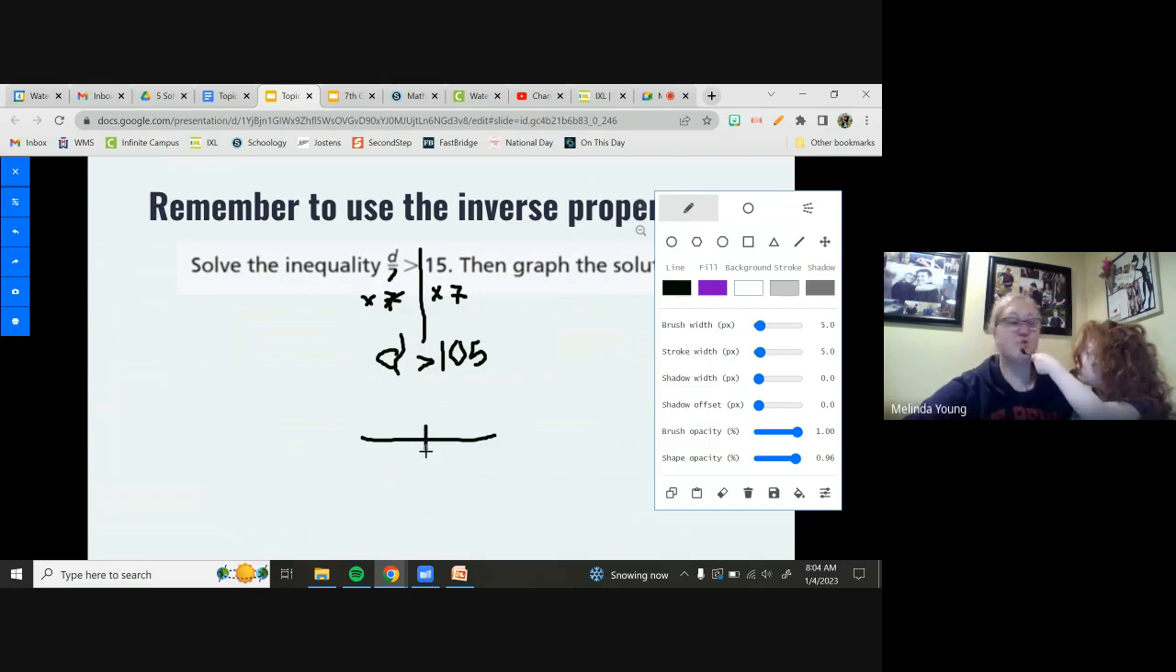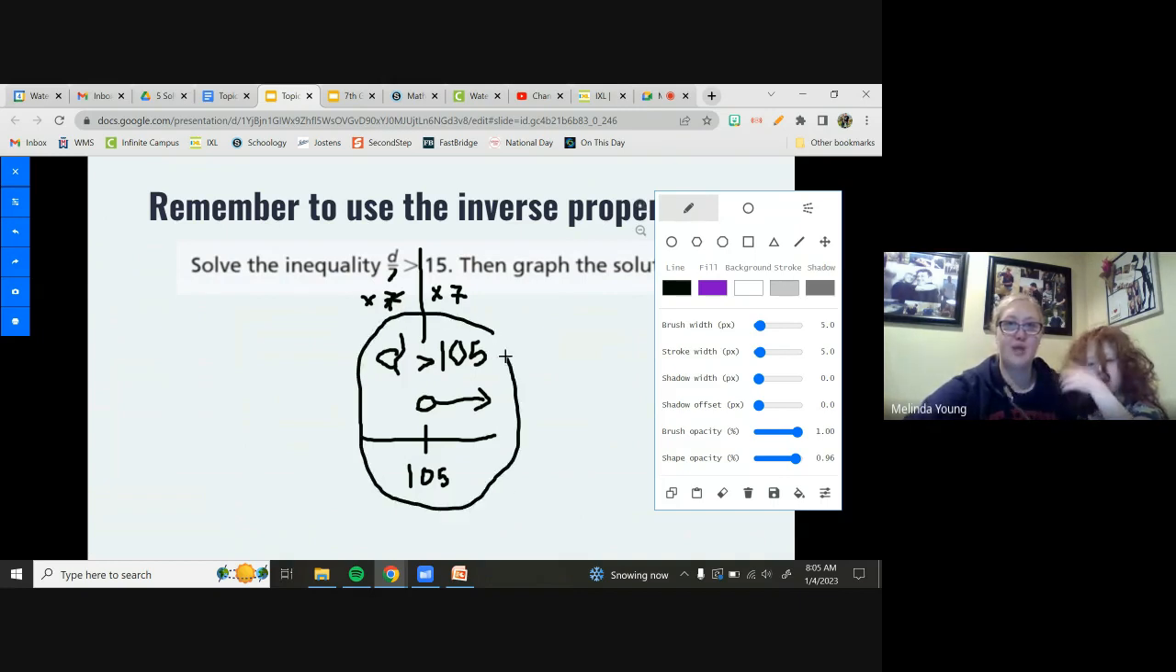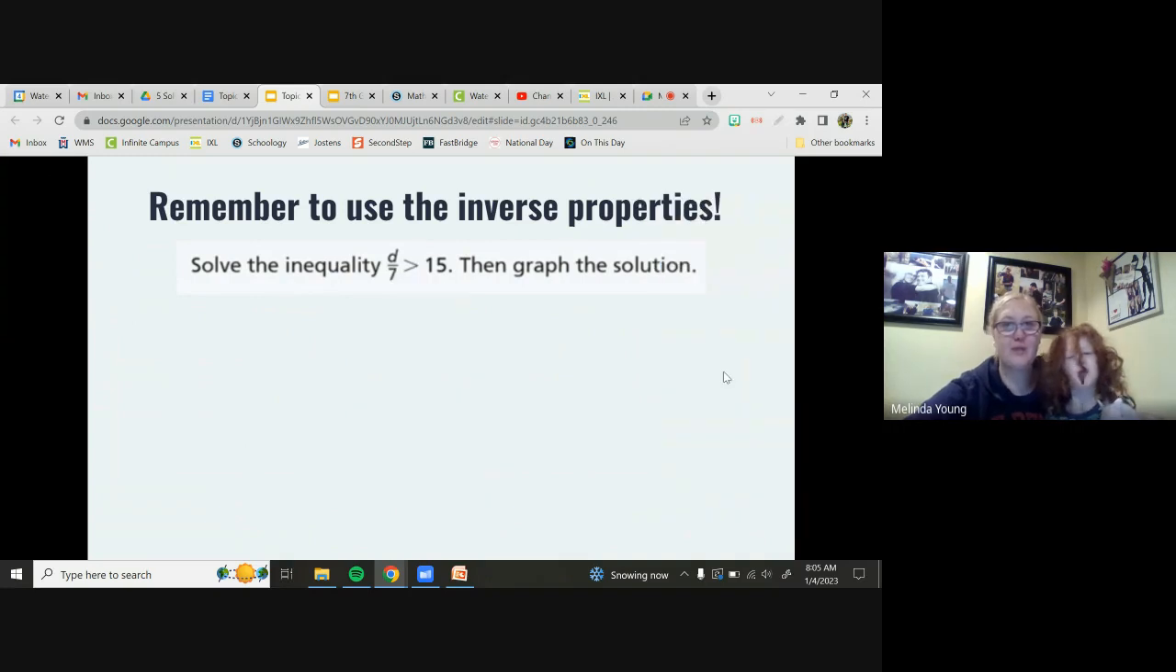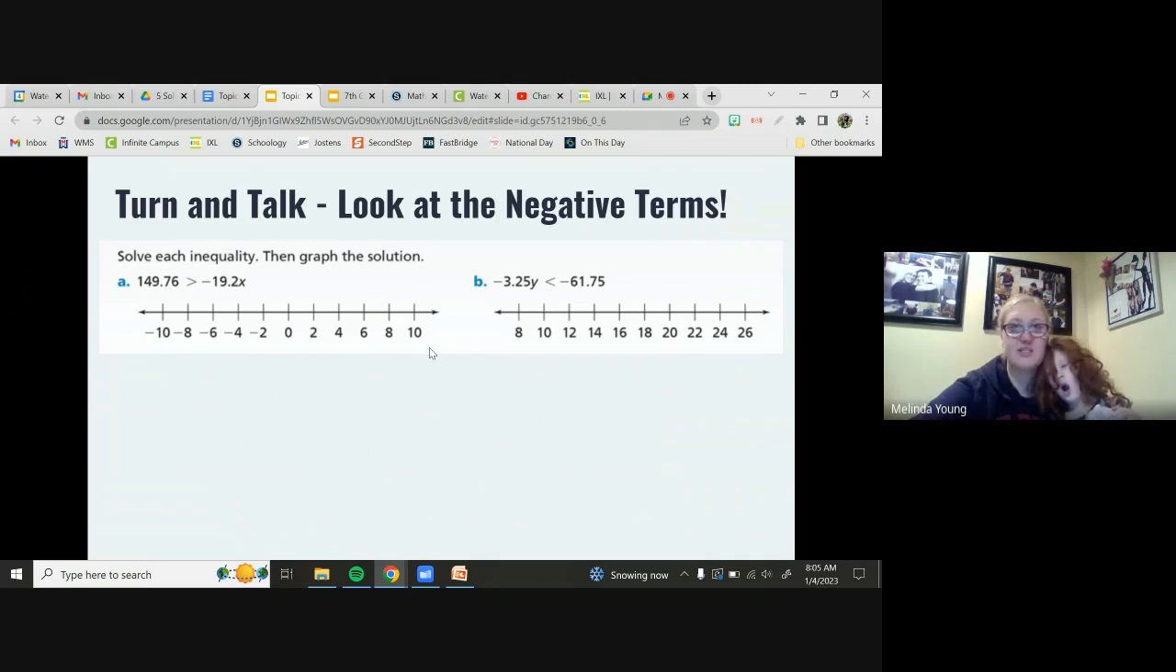When I go to graph it, I'm going to graph my 105 here. Because there's no line underneath my inequality sign, I'm going to make that an open circle. And because d is greater than 105, I'm going to shade all the numbers that are bigger than 105. This is my solution. In your homework today, you're going to have to find both the inequality and graph it. That's big. All right, let's look at another example.